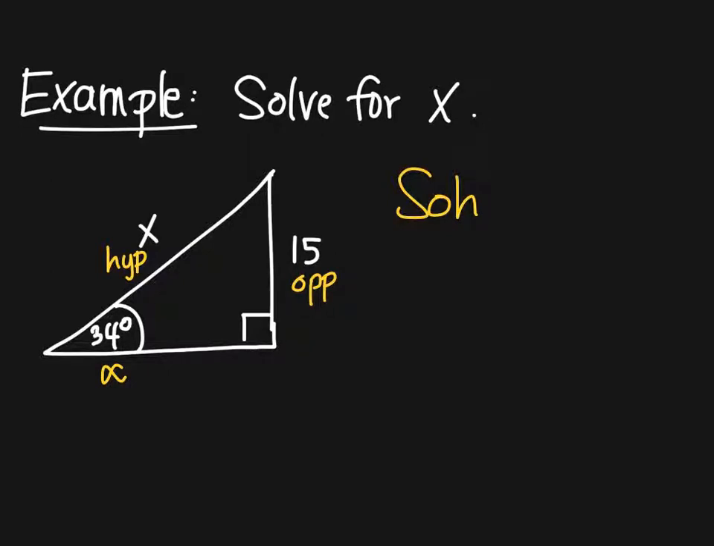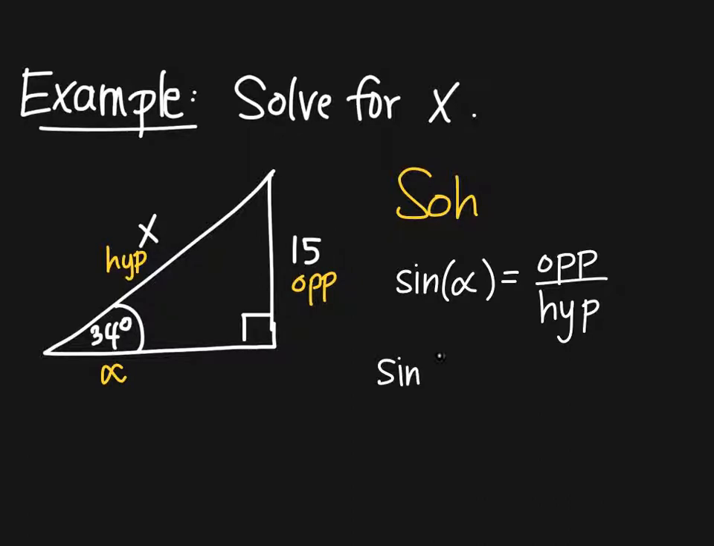So I'm going to use the formula. Sine alpha is opposite over hypotenuse. Now just drop all the numbers in. In the alpha position, drop 34. In the opposite position, drop 15. In the hypotenuse, drop x. So we're going to have sine 34. In the opposite position, I put 15. And then I have x down there. And now I want to solve for x. Any ideas?